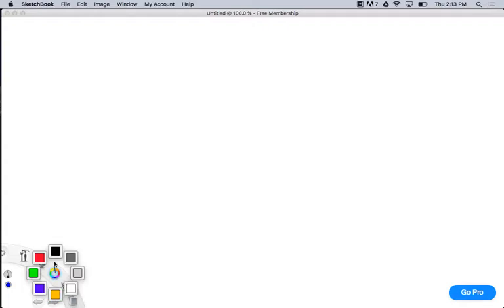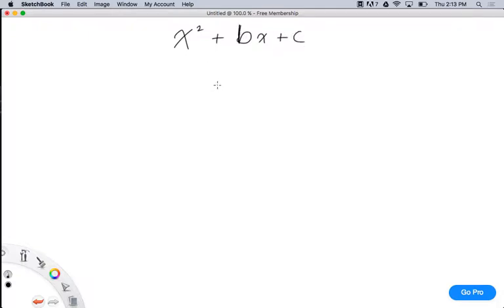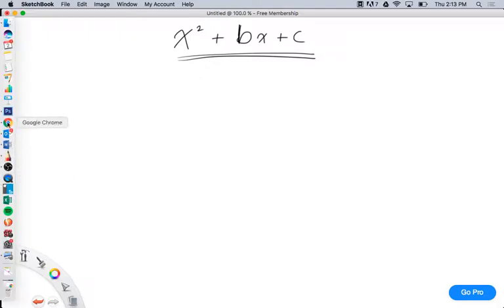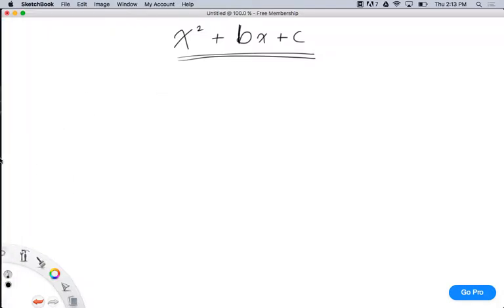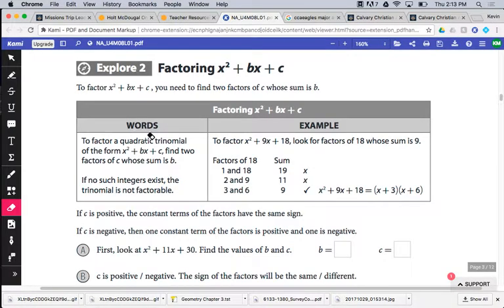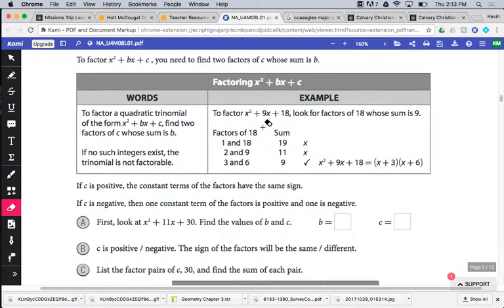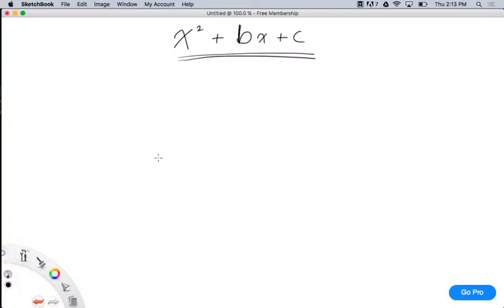Factoring equations of the form x squared plus bx plus c. First things first, let's just factor a simple one. Let's use the book's example here: x squared plus 9x plus 18. So we have x squared plus 9x plus 18.